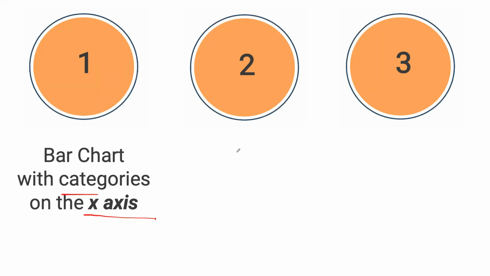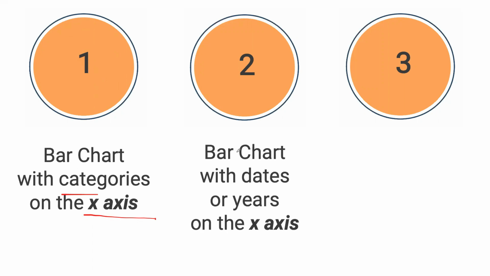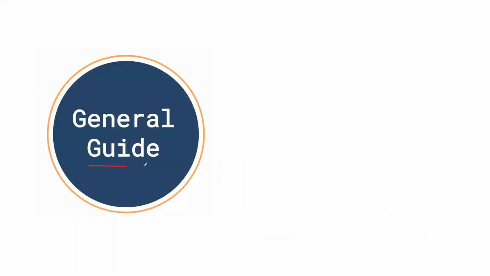The second type of bar chart that you are likely to see on the exam is a bar chart with dates or years on the x-axis. And the third type is looking at 2 bar charts together, and in this case, you would have to compare or look at that information. Now, in order to understand this, we're going to use a general guide. This guide you can pretty much use for the writing task 1 in general.